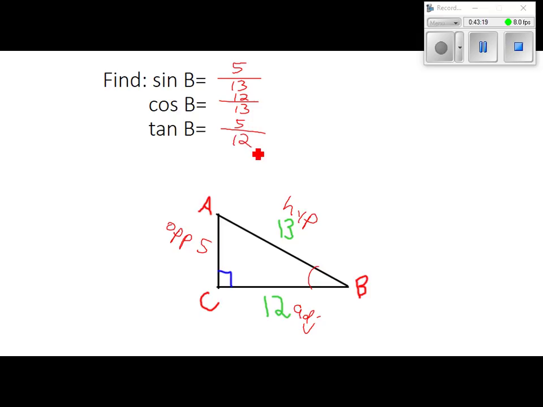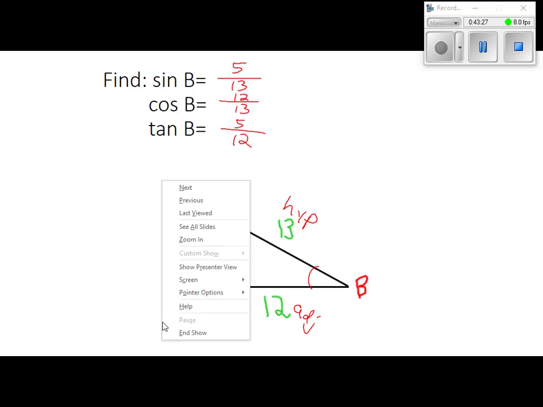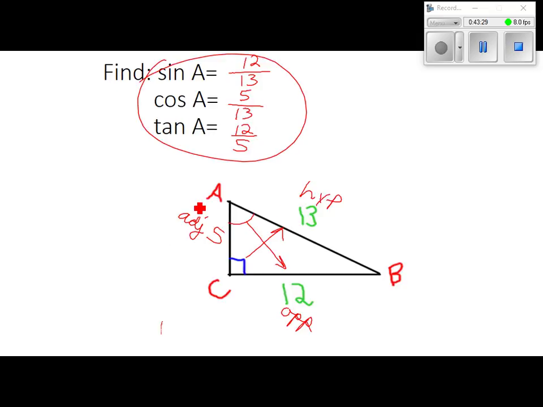Does anybody know what happened with those from the last slide? They flip. Look at these. Memorize all 3 of those. Now I'll go back. Oh, they switched. The sine and the cosine switched, and what happened to the tangent? It was a reciprocal, it flipped over. So whenever you're dealing with angle A and then angle B in the same triangle, the two acute angles in the same triangle, that's what's going to happen.